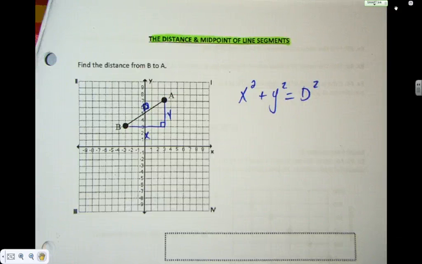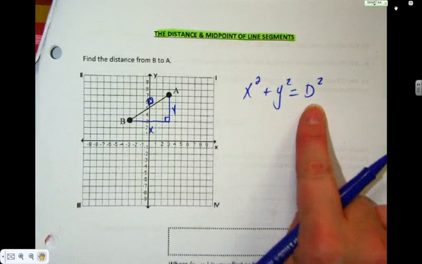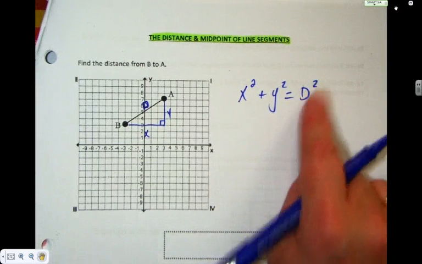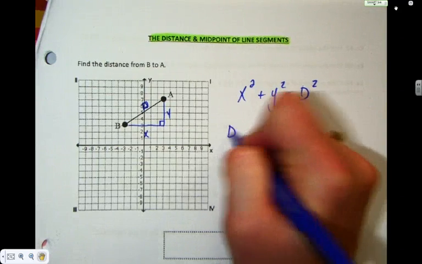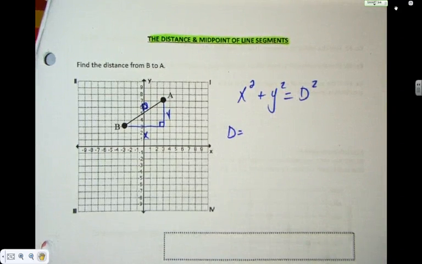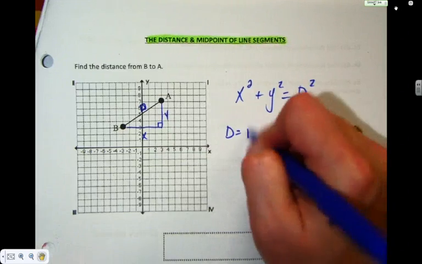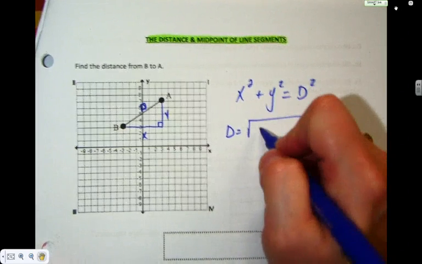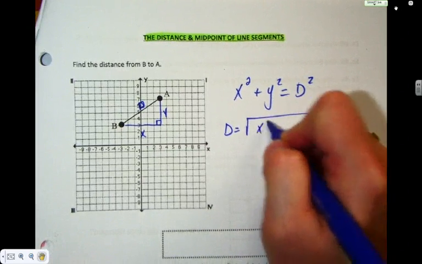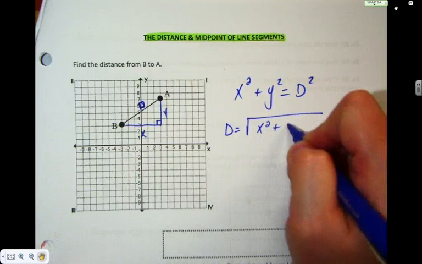D for distance. And if I wanted to get the d by itself, what would I do to get rid of the squared? So what's the opposite of squaring something? Square root. So this would end up being the square root of x squared plus y squared.